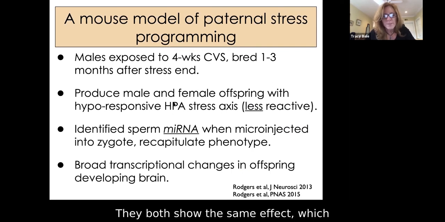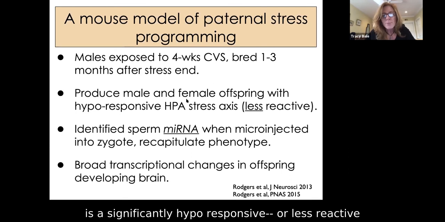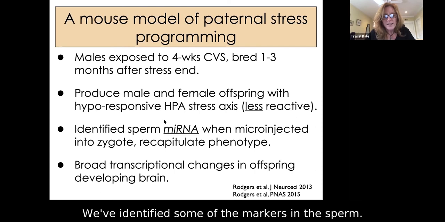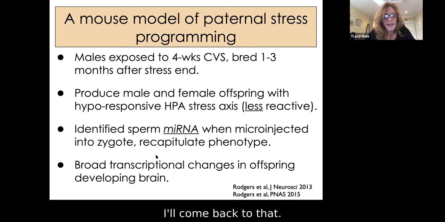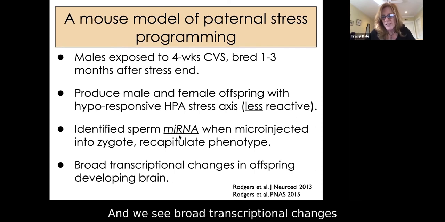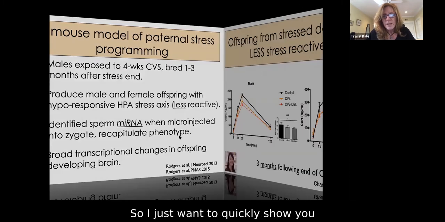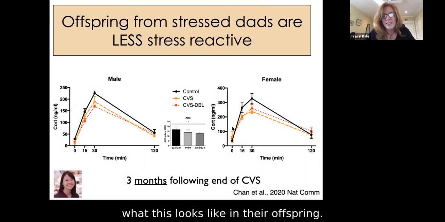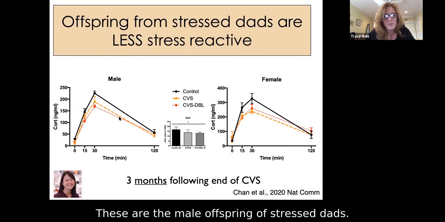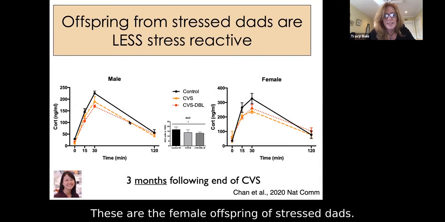They both show the same effect, which is a significantly hypo-responsive or less reactive stress axis. We've identified some of the markers in the sperm. I'll come back to that. And we see broad transcriptional changes in the developing brains of these offspring. So I just want to quickly show you what this looks like in their offspring. These are the male offspring of stressed dads. These are the female offspring of stressed dads.